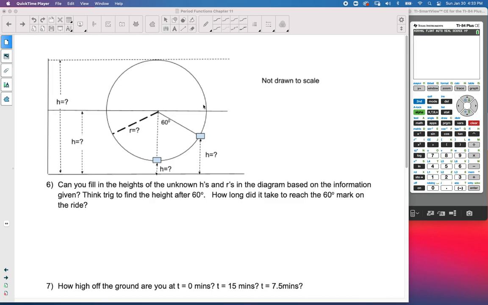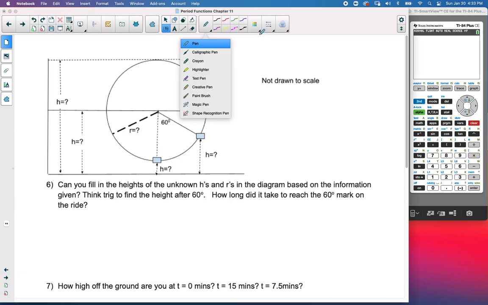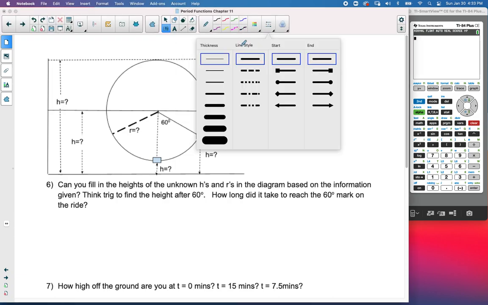Going to the back here, now we're going to explore the periodic function and what it means. Before we start, I want you to be able to fill in this diagram with the heights that you know. Just like previously, pause the video and try this. As you work through it, if you want to see if your answer is correct, start playing it, but do try on your own. Can you fill in the heights of the unknown h's and r's in the diagram based on the information that was given earlier?